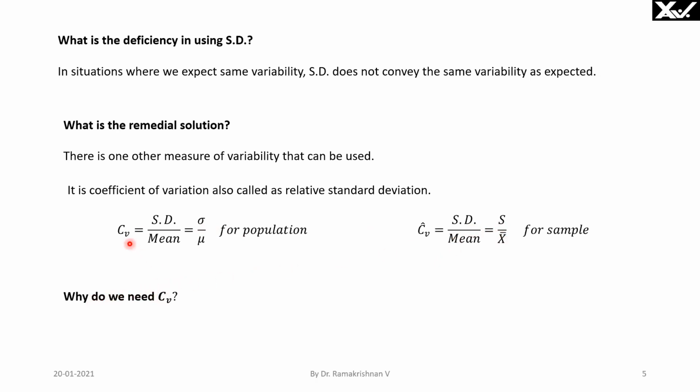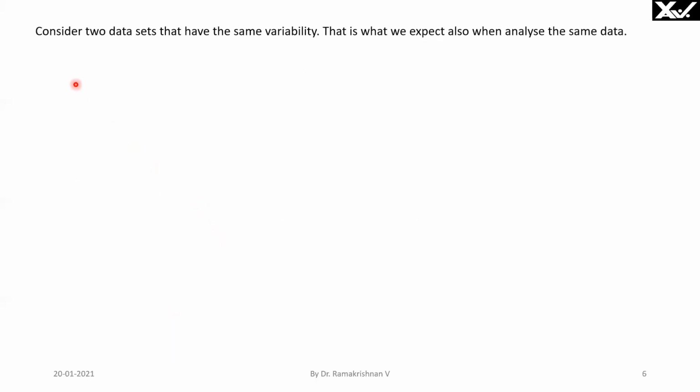Why do we need this coefficient of variation? Because it conveys the same variability when expected. In situations where we know very well that the two populations have the same variability, then the measure also should show that same variability. That is possible with coefficient of variation. We will see that with an example.